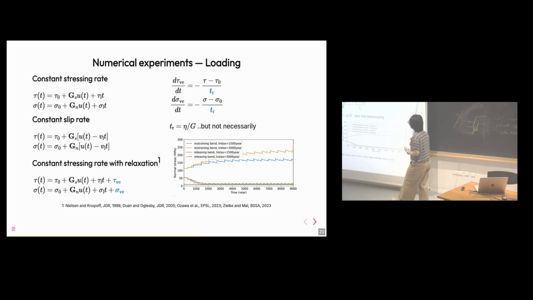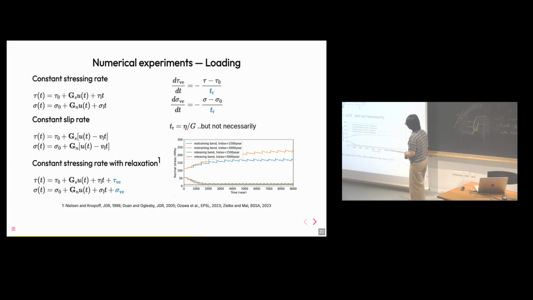In the following, I'll use 3 different loading methods. The first is a constant stressing rate, and the second is constant slip rate, as I stated before. And for the third one, we try to add another term that relaxes the stress as the stress accumulates. And the rate of stress relaxation is simply determined by the difference between the stress and the initial value, divided by the relaxation time. And the relaxation time can be the actual viscosity, but it does not necessarily need to be. It's just a parameter you could tune.